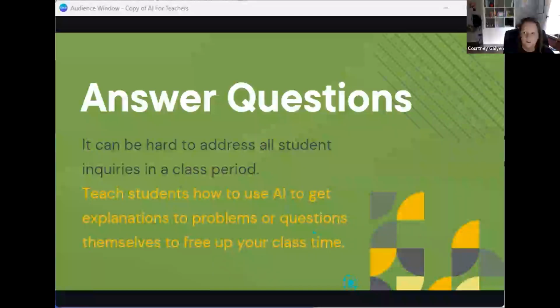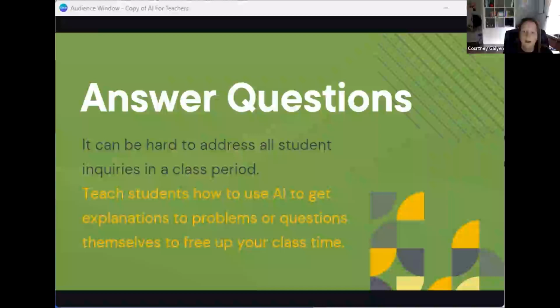AI can answer questions for your students. Now, obviously, AI can't answer questions about assignment directions or the ever-present, Miss, can I go to the bathroom? But it can explain concepts in pretty simple terms to students. ChatGPT is particularly good at explaining complex concepts as well as explaining multi-step math problems.